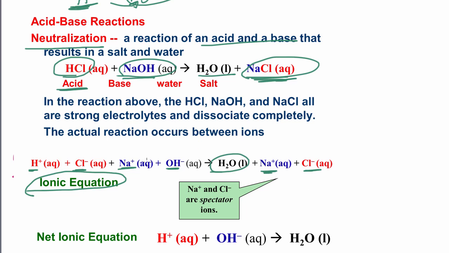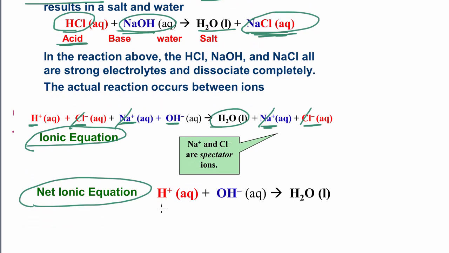Notice we have chloride ions and sodium ions on both sides of the equation. They cancel out, and what we're left with is our net ionic equation. The actual reaction is between hydrogen ion and hydroxide ion to produce water. So these sodium and chloride ions are what we call spectator ions. They are there, but they don't actually take part in the chemical reaction.